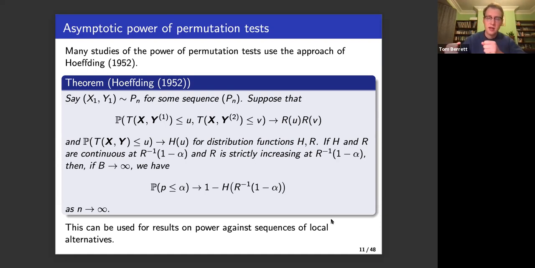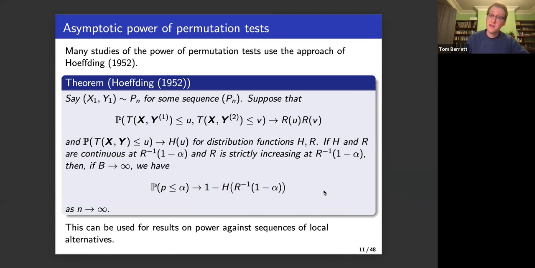It says that if you take some sequence of distributions, so typically these are distributions that are going to be converging towards the null hypothesis, where the dependence becomes weaker and weaker with larger sample sizes. If we have such a sequence and we can find some asymptotic distributions, so if we can find the asymptotic distribution first of our true test statistic under these distributions, and if we can find the asymptotic distribution of a pair of test statistics calculated on permuted data sets, then we can read off the limiting power of the permutation test like this. This is a very nice result, and it says that we can calculate the power of permutation tests at least asymptotically.